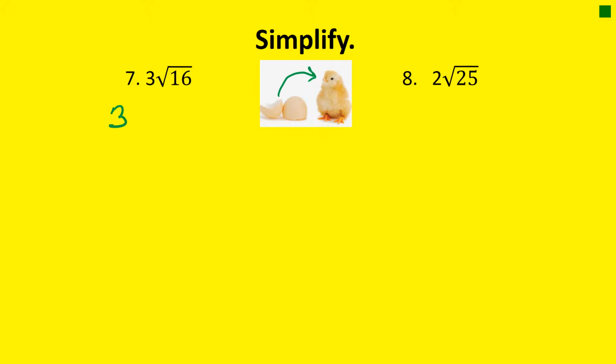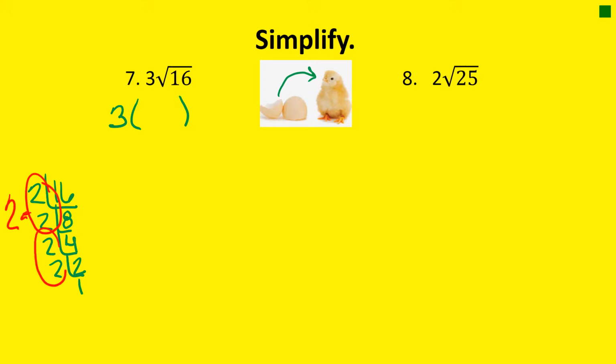Setup time, 3 square root of 16. Okay, so I'm going to go over here. I'm going to hedge 16. 16 divided by 2 is 8. 8 divided by 2 is 4. 4 divided by 2 is 2. 2 divided by 2 is 1. I'm looking for a pair. Pair of 2's comes out as a big 2. Pair of 2's comes out as a big 2. Everything outside gets multiplied. 2 times 2 is 4.